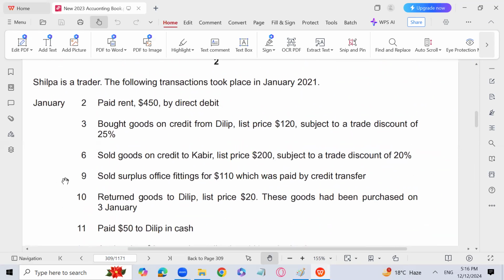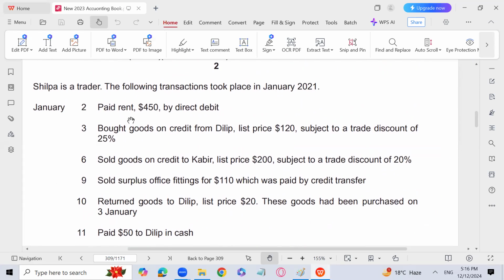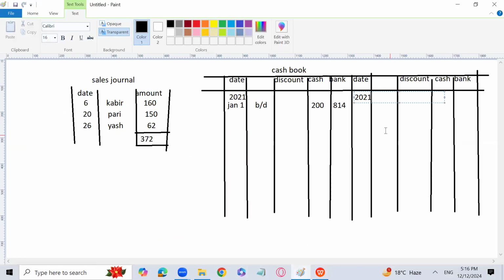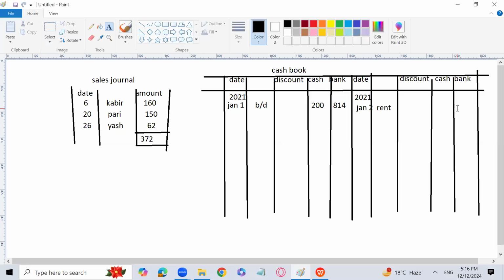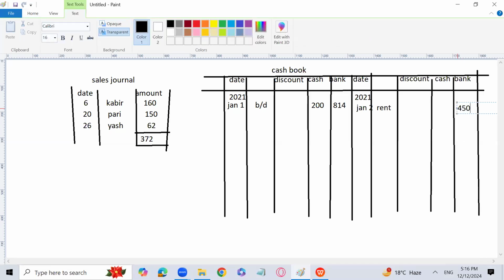So I will move toward the question again. I will start from the paid rent 450 by direct debit. So again, I will pass the entry January 2, rent debit and bank credit by 450. So I will write over here January 2, and rent. Bank is going to be credited because of rent, and the amount is 450. So bank is credited by 450 because of rent.